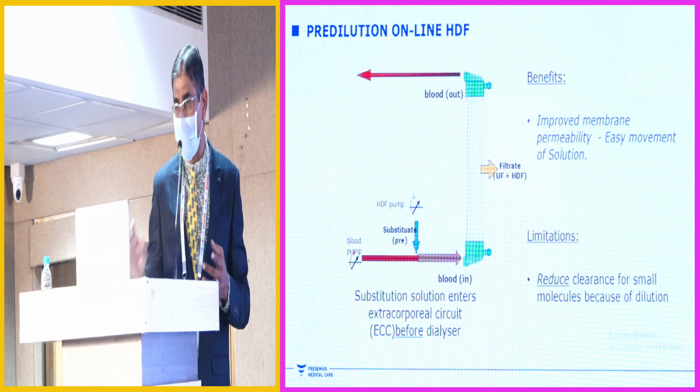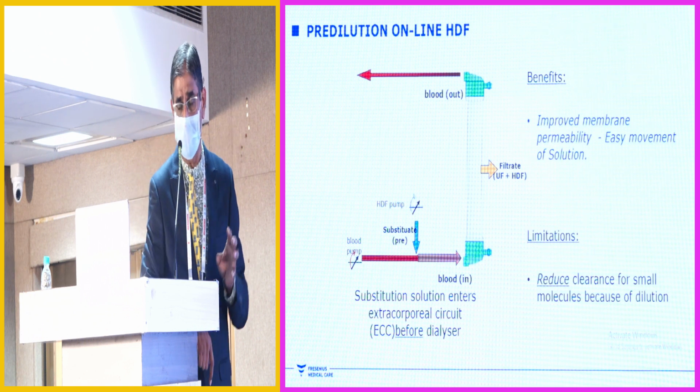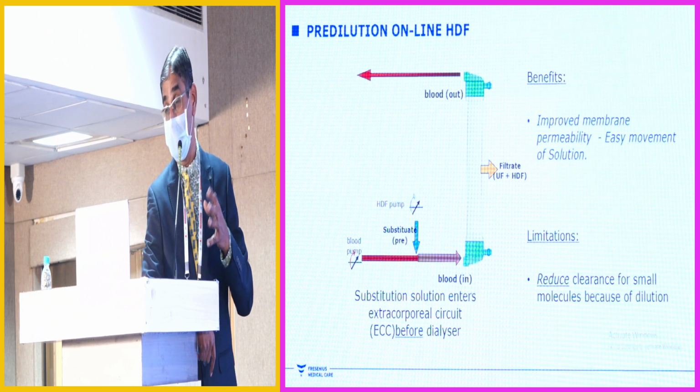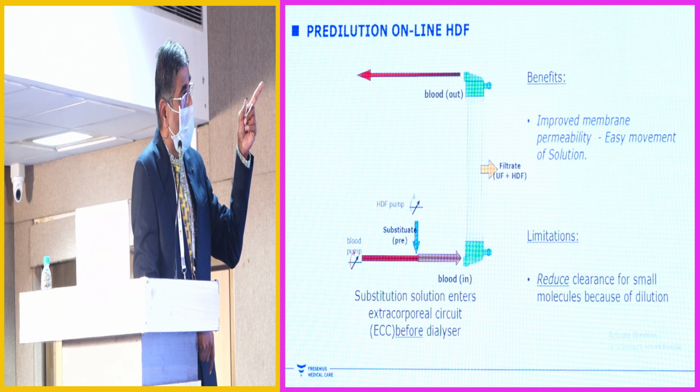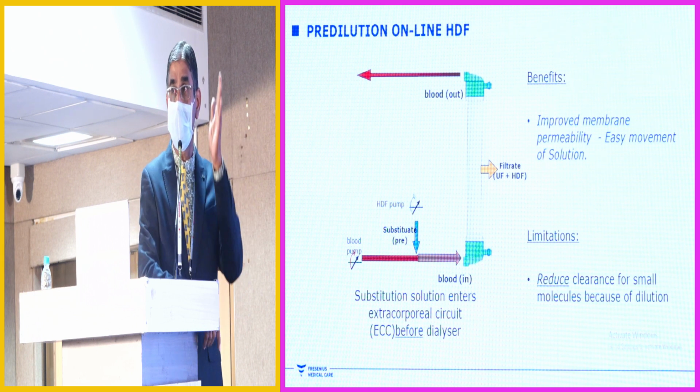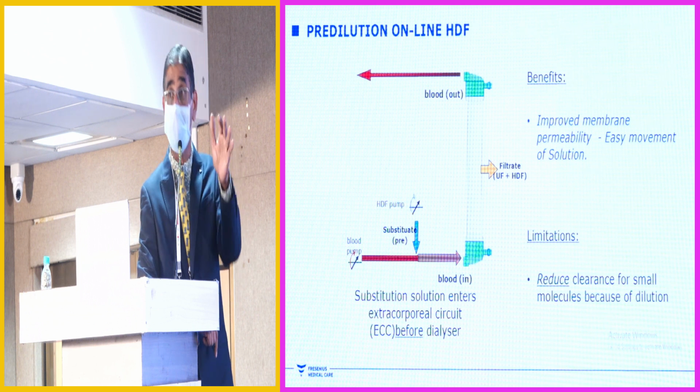The previous speaker already talked about pre-dilution. When do you use pre-dilution? When there is a patient who is bleeding, with no anticoagulation given, so the blood is diluted with the substitution fluid, which might be starting at 25 ml per minute. It can go up to 600 ml per minute.